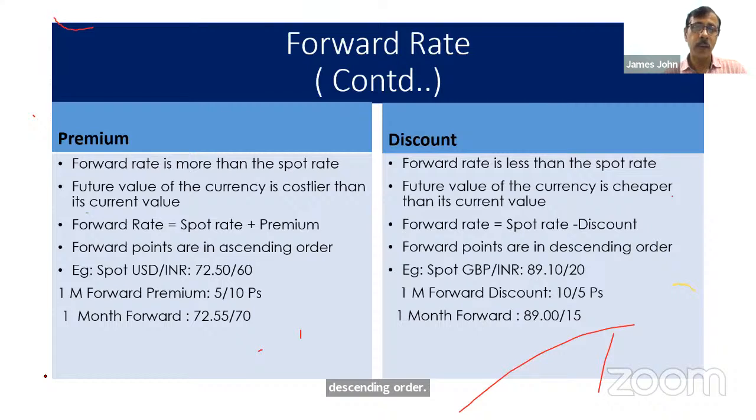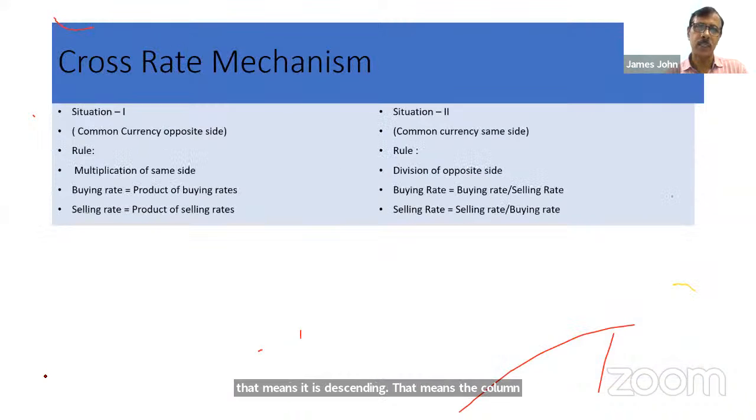If the forward points are in ascending order, then the currency is at a premium. Look at, see, 5/10. The forward points, 5 to 10, it is increasing. That means it is ascending, which means the currency is at a premium. In the other case, the second case, the forward points 10/5 paise, that means it is descending. That means the currency is at a discount. Then is the cross rate mechanism.